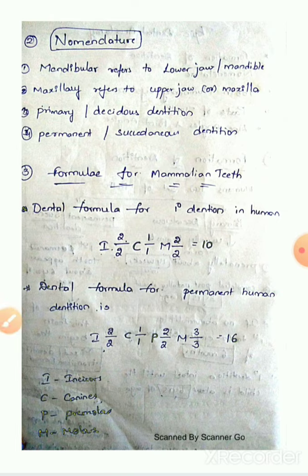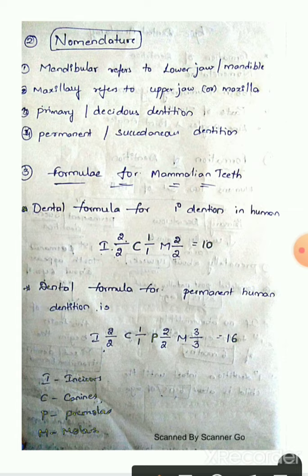Next comes the nomenclature. I'll use fewer words because it's basic. We usually call the upper jaw the maxilla and the lower jaw the mandible, whereas the primary teeth are also known as deciduous teeth. Permanent teeth we can sometimes call succedaneous teeth, and we will come to know more nomenclature as we go through.